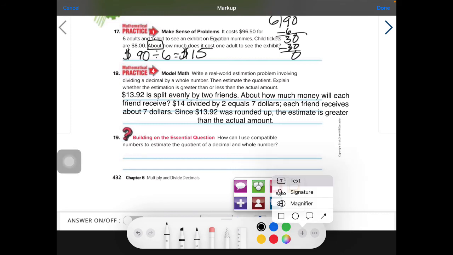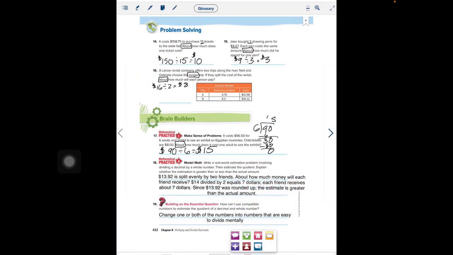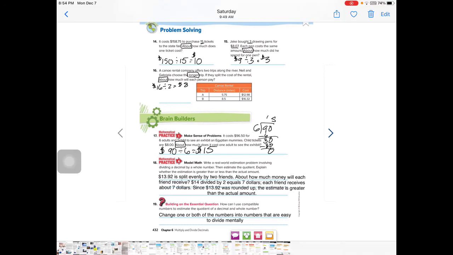Okay, number 19. How can I use compatible numbers to estimate the quotient of a decimal and a whole number? Okay, there's what your answer key looks like. Go ahead and show me before you turn it in.